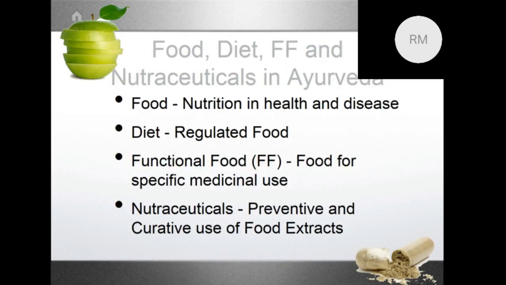So when we say food, we are looking at how nutrition can be regulated, both for preservation of health as well as for management of diseases. And when we say diet, it means regulated food. When we say functional food, it is food for specific medicinal use. And when we say nutraceuticals, it is a very specialized type of food which is preventive and curative. And these are actually use of food extracts. It's interesting to find that in Ayurveda, all these categories of foods have been described with a lot of examples, which we will try to explain in our discussion today.